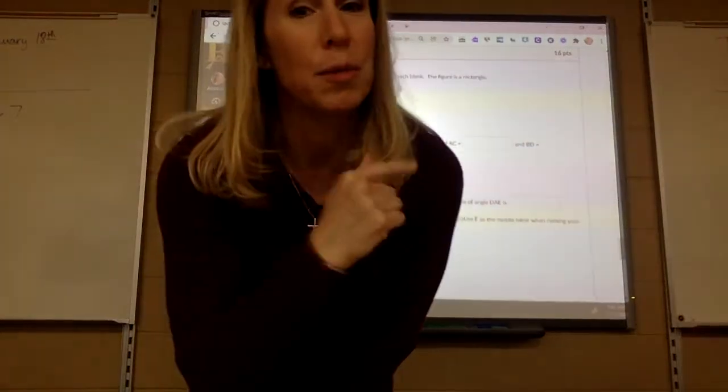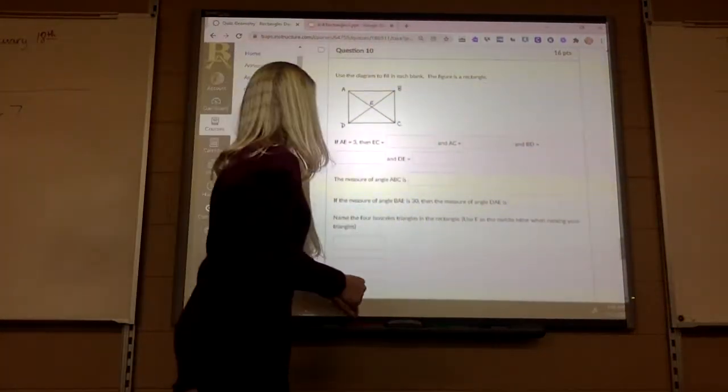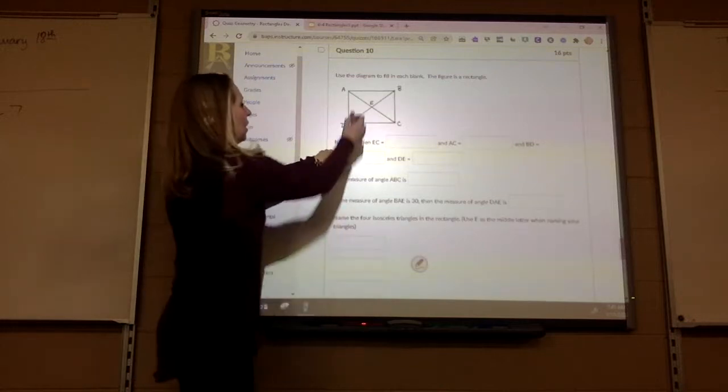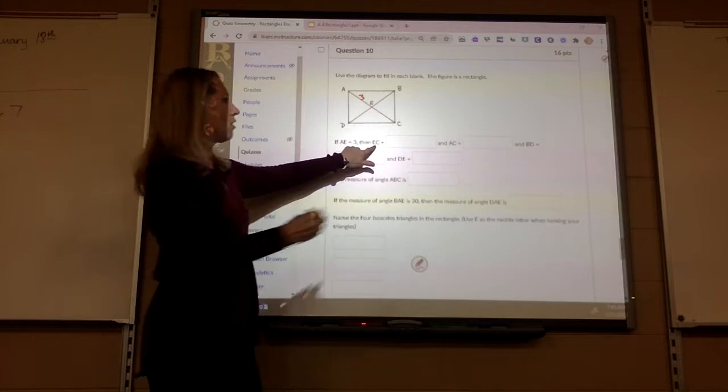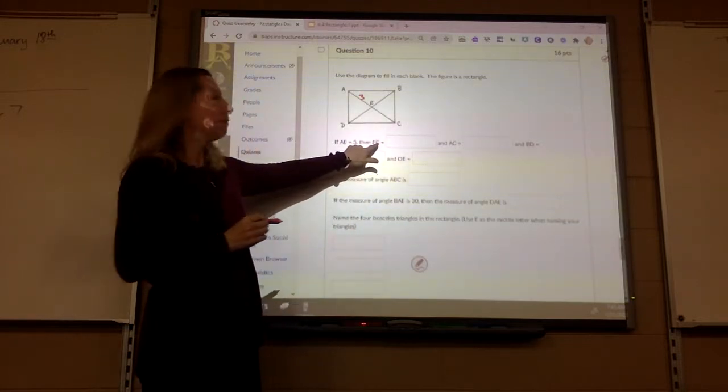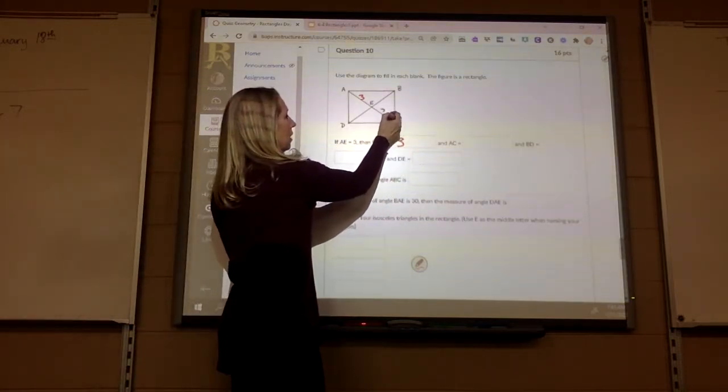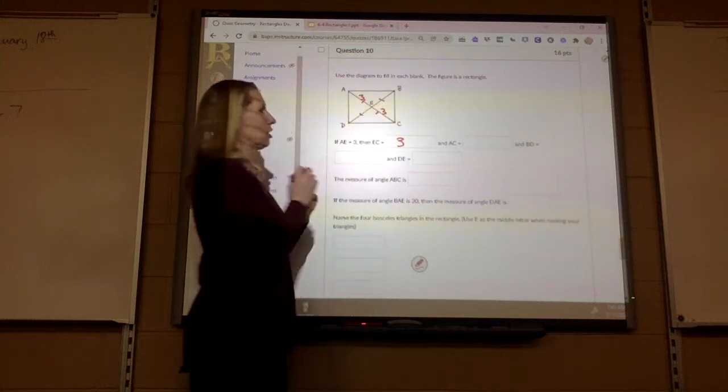Last but not least, help with question 10. All right, so it says if AE equals 3, so AE is right here. If that's 3, what do you think EC would be? Well, I hope you said 3 because all those pieces equal each other.